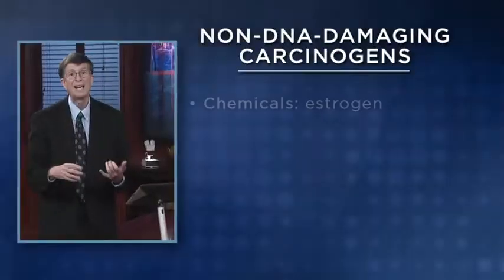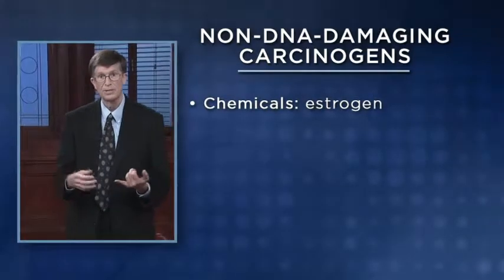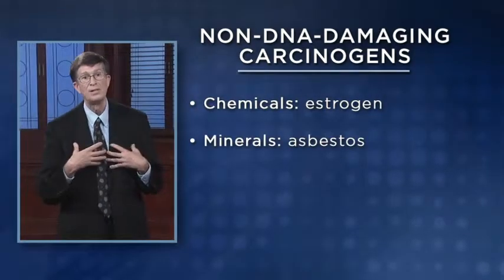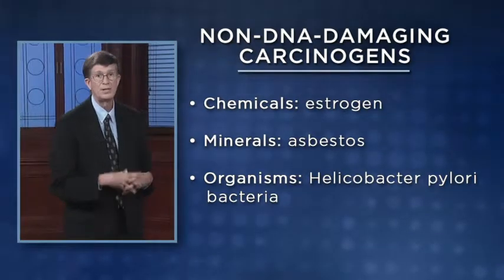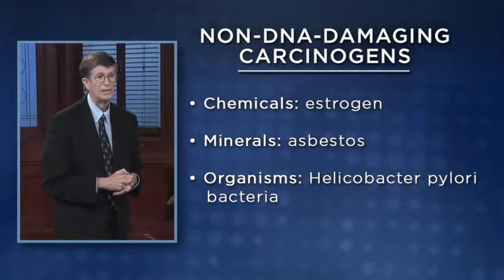So these are the carcinogens that damage DNA. I mentioned there are some that don't damage DNA, and I'll describe three of them. First, estrogen. You're familiar with this. Second, asbestos. And third, bacterial infection called Helicobacter pylori. So let's first talk a little bit about estrogen. You know from all the epidemiology we talked about earlier on in the course, estrogen causes cancer. How does it do it?